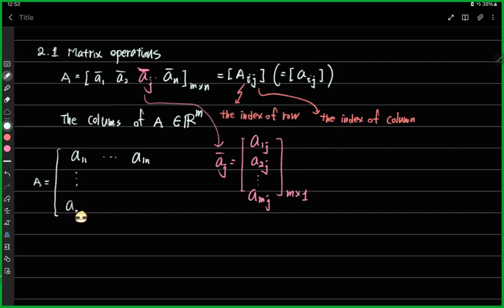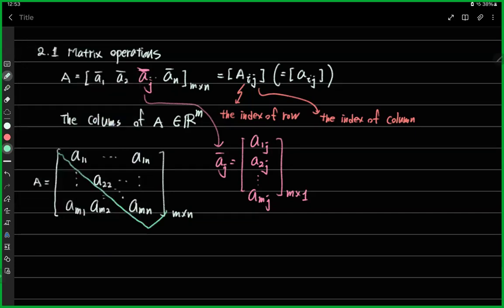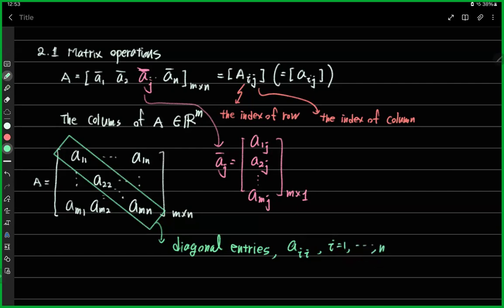Let me keep going. So here are A11 through Am1, and this is Amn, right? This is A22, and this is Am2, and so on. Something like that. This is an M by N matrix. Especially, if the index of row is equal to the index of column, these entries are called the diagonal entries. In general, we can say a_ii, because the index of row equals the index of column, and i goes 1 through what?